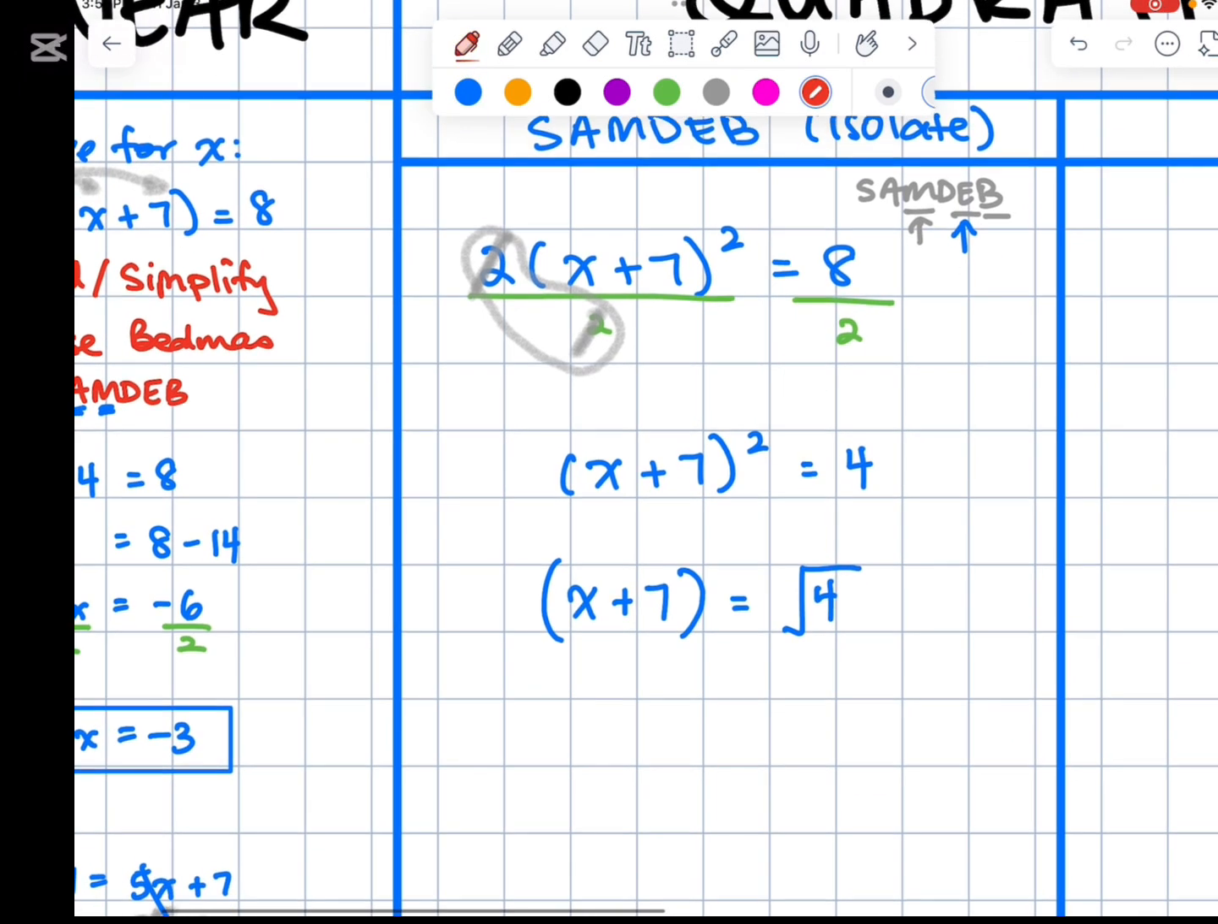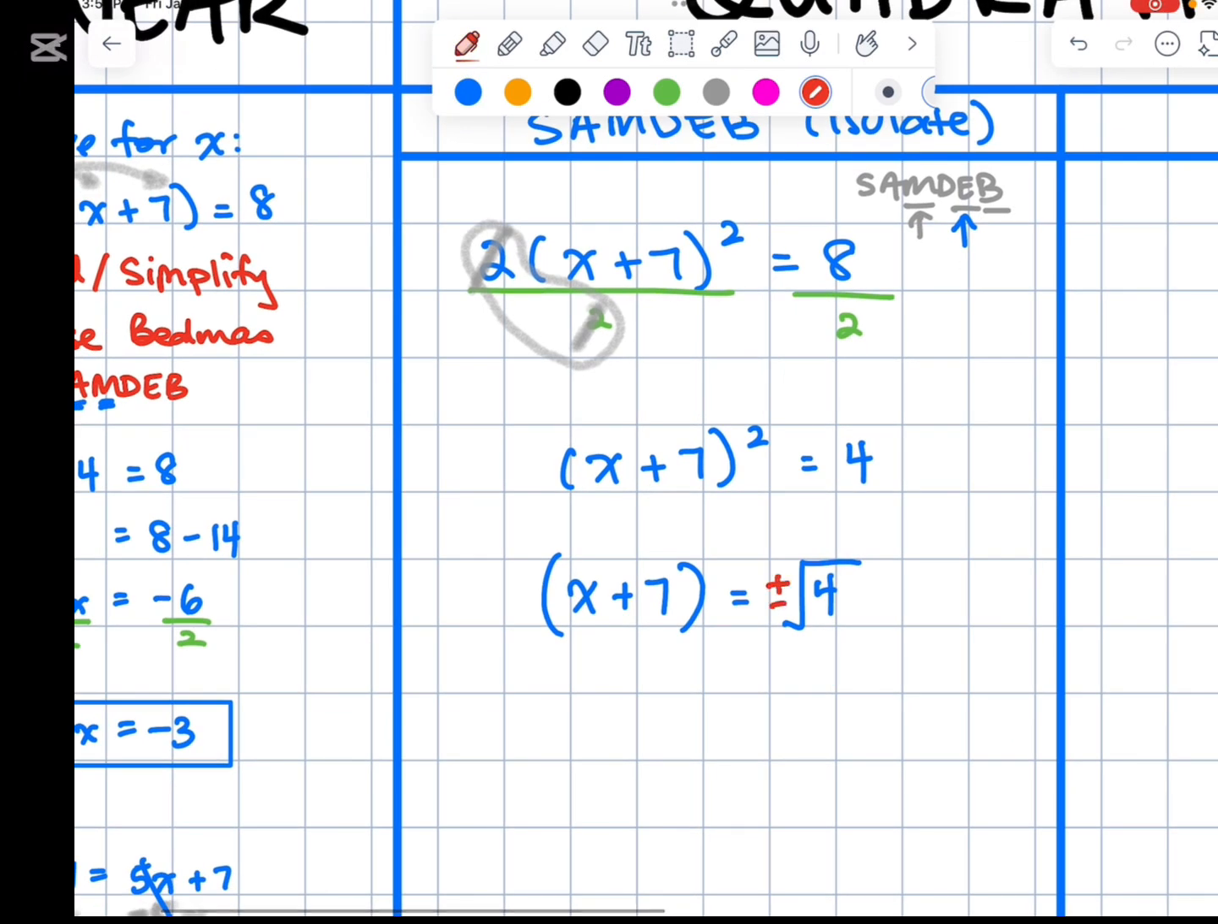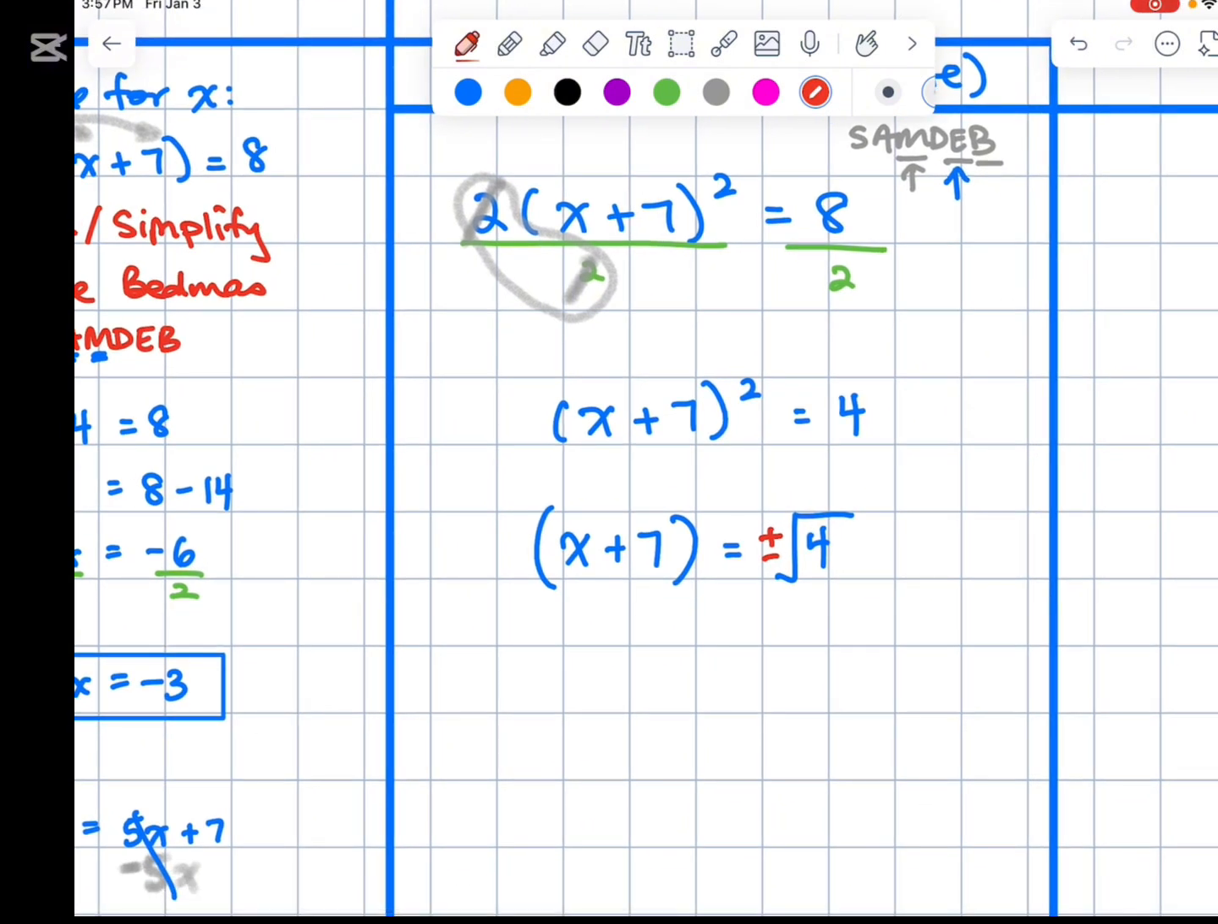Now, the only thing is you always have to put a plus or a minus with a square root. I can try to explain that a little bit later, but for now, always, always, always have that plus or minus, and I'll explain what that means in a second. So I don't need the brackets there, I'll drop them. Square root of 4 means 2.